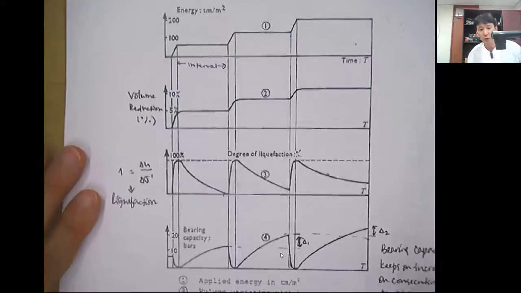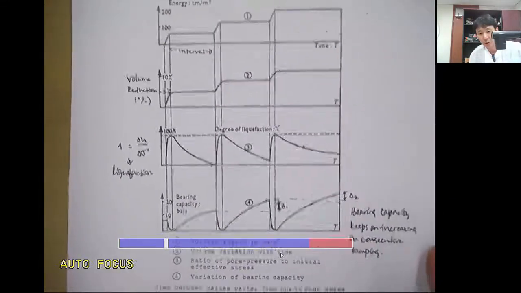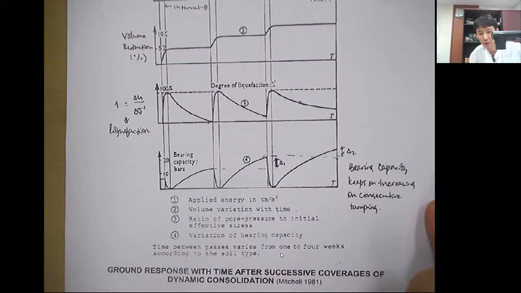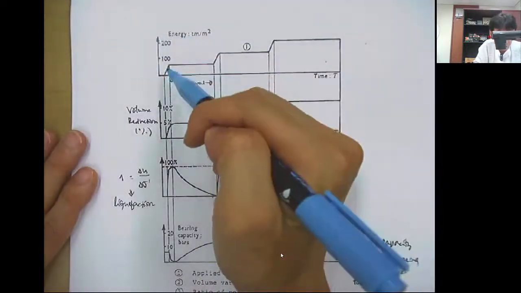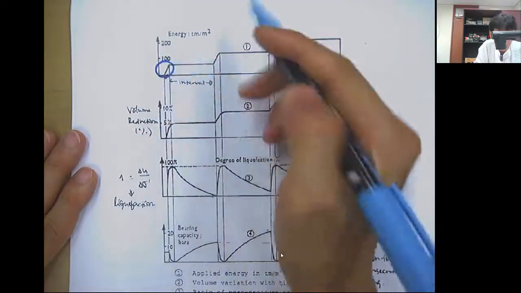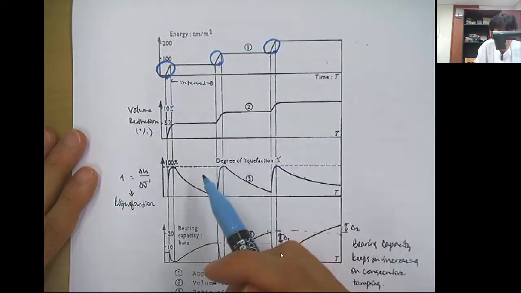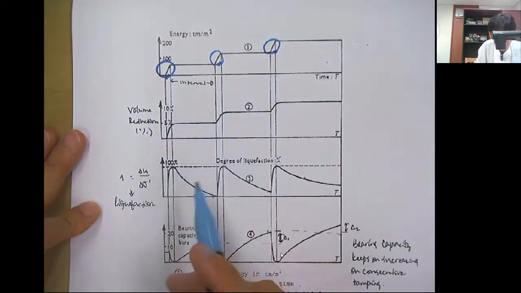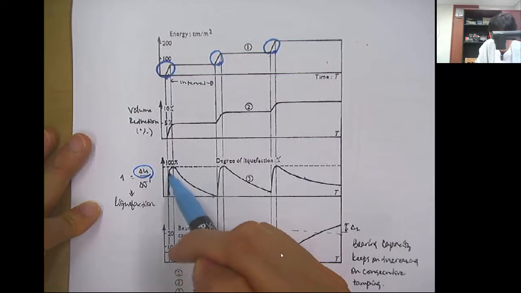So, typical ground response. This graph shows the typical ground response with time after successive coverages of the dynamic consolidation. So basically you are applying the impact here and here and here, and when you apply the impact, the volume reduces, and at the same time, because of the impact, the pore pressure increases.